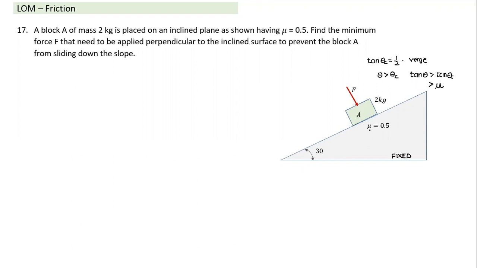Is it greater than mu? Yes, because tan 30° is 1 divided by √3, so tan theta is 1 divided by 1.73, whereas mu is 1 divided by 2. This number is greater. So if we just place the block on the surface, it will have a downward acceleration. I think everyone should follow this part also. But we can prevent its motion in various ways.